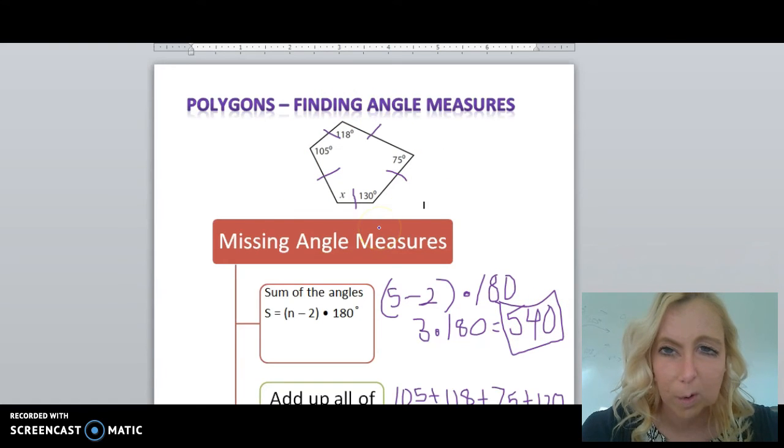So this concludes your video on finding the measure of the missing angle, in this case of an irregular polygon.